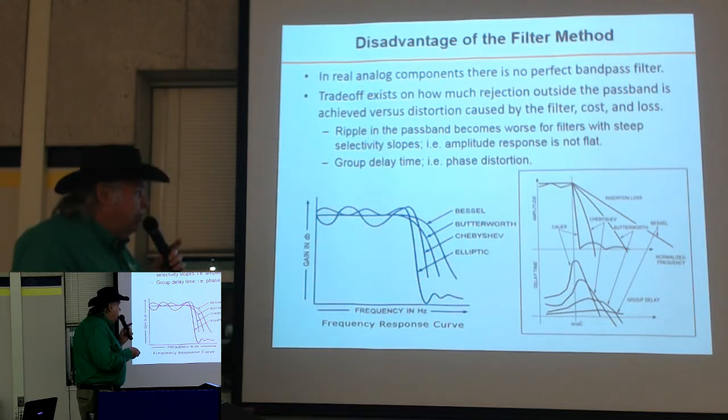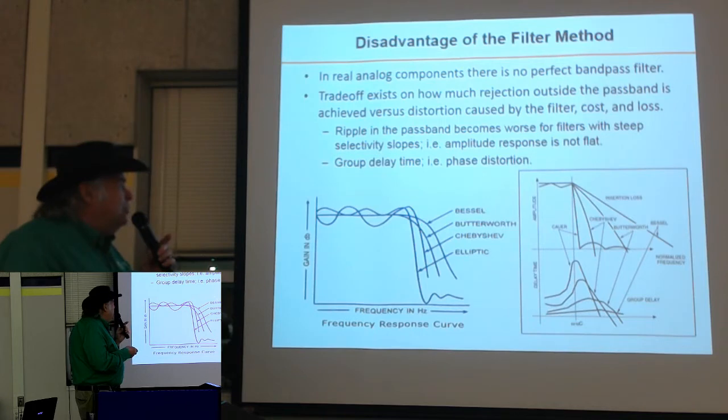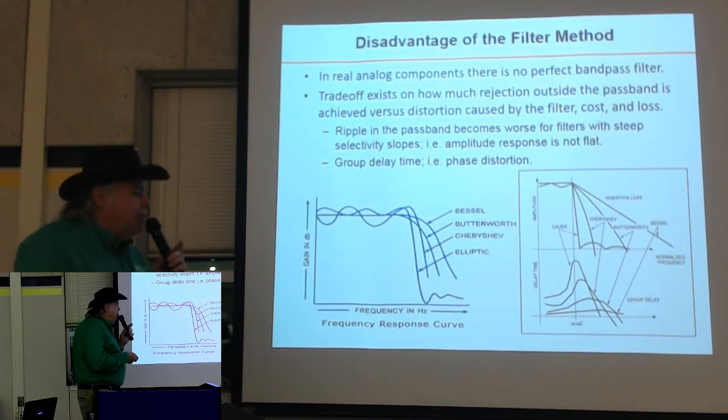Butterworth filters, and particularly the Bessel filters, probably have the lowest amount of distortion, but they also have the worst roll-off, which means to get the signal down the same amount, you need more and more poles in those filters. So there are issues and disadvantages with the filter method, and it primarily lies in the characteristics of how you actually build a good filter.